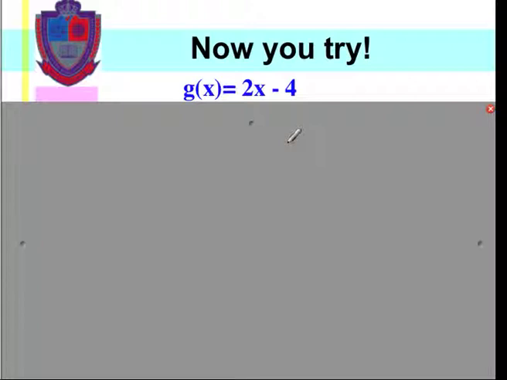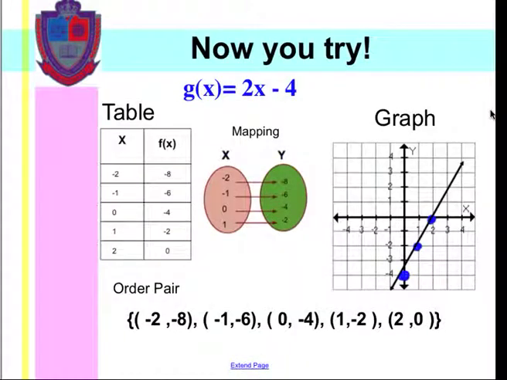Now I have this equation, g of x equals 2x minus 4. I gave you the equation. I need you to find the table, the graph, ordered pairs, and mapping. Pause the video and go. Now that's what you should have, something that looks very similar to this. You have your table, your graph, your mapping, ordered pairs. Did you get everything correct?